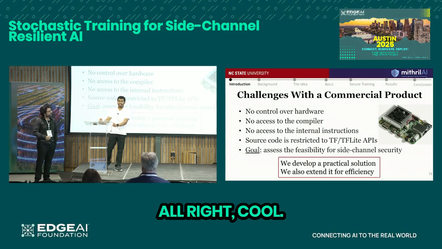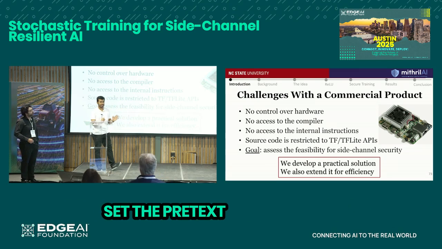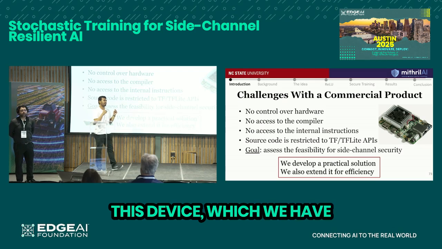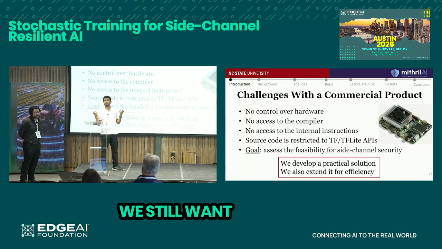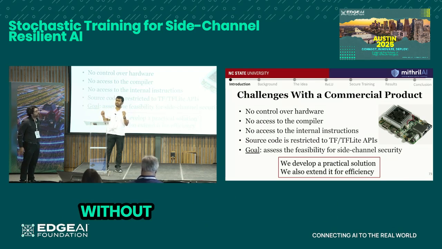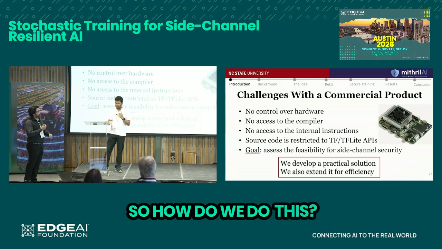All right, cool. So now that we have already set the pretext that we have this device which we have very little control over, and we still want to provide some kind of side channel protection without changing the hardware, how do we do this?